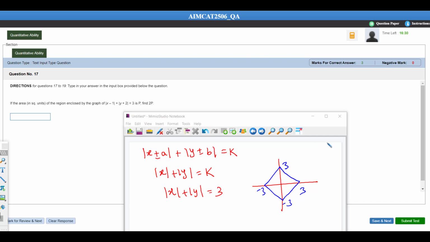So what is the area of the rhombus? Area is equal to half the product of diagonals. This diagonal is of length 6. This diagonal is of length 6. Half into 6 into 6. So the area is equal to 18. So if the area of this region is P, we need to find the value of 2 into P. 2 into 18. The answer is 36.